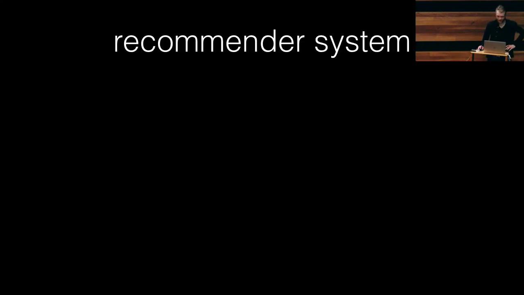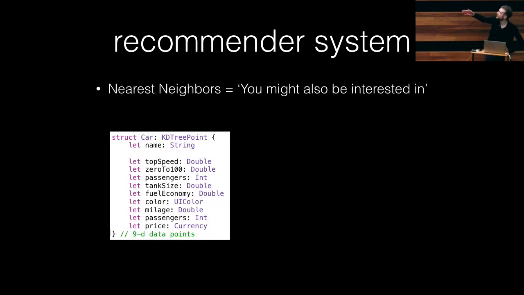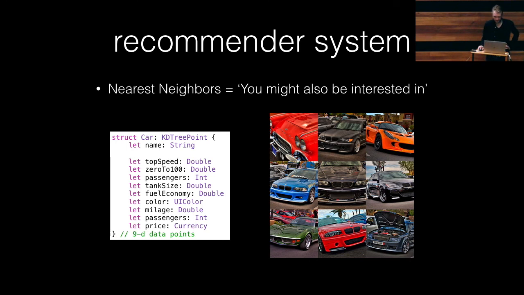This is 3 more slides. Okay, so recommender systems are a great way. A recommender nearest neighbor here just means the product you might also be interested in. Imagine we have a car, we have a bunch of values. I don't know anything about cars, so I just made up some values. I guess these make sense. But you could compare, if you look at one car, by these values and find a car that is very similar.